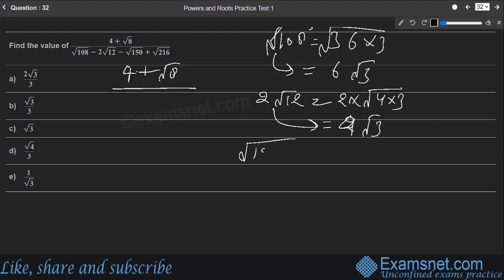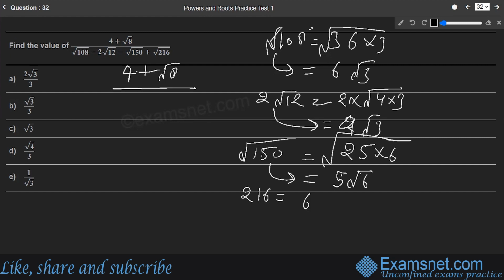Similarly, how can the root of 150 be broken? 150 can be written as root of 25 into 6, which can be broken down as root of 25 is 5, and then there is a root 6, so 5 root 6. This is how root 150 can be written. The last value is root 216. 216 can be written as 36 into 6, that is 6 root 6. So these are the values that we're going to replace: 6 root 6, 5 root 6, 4 root 3, and 6 root 3 in the expression.